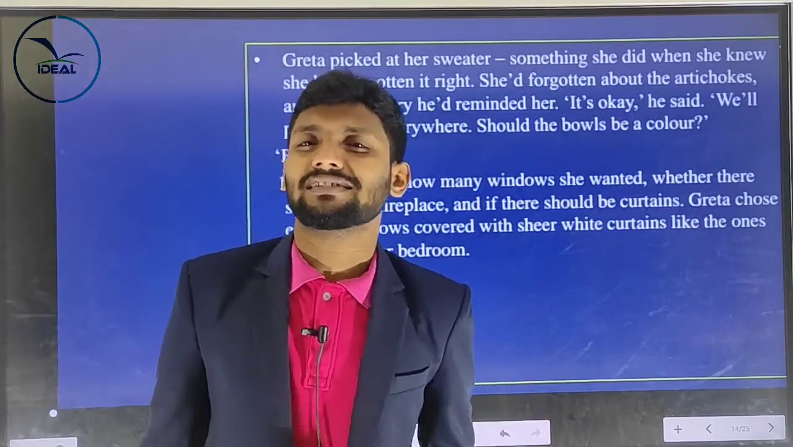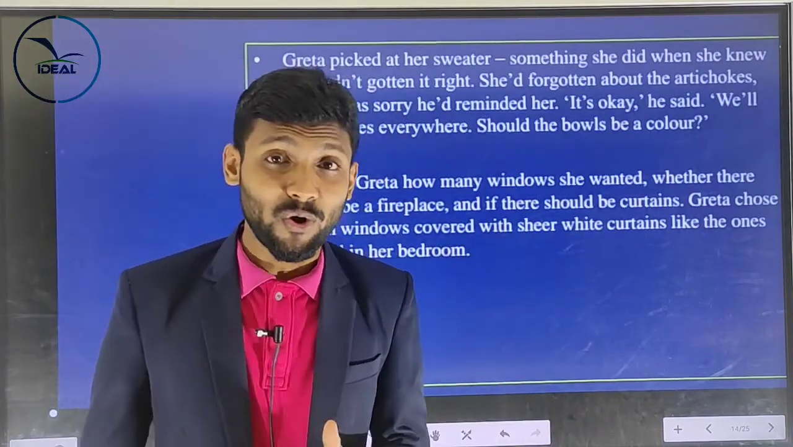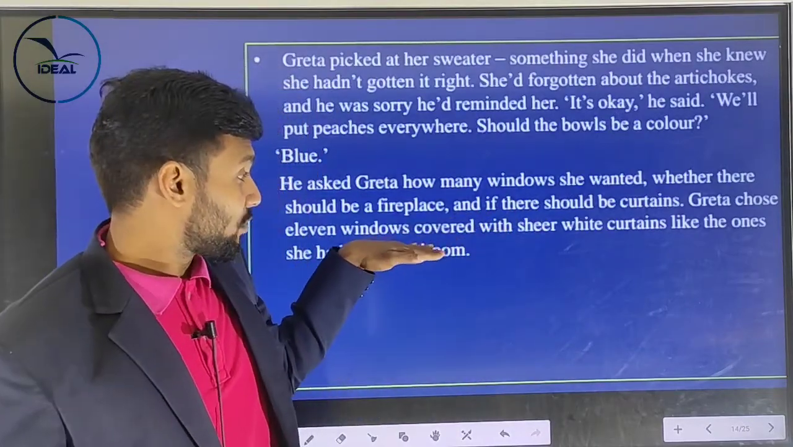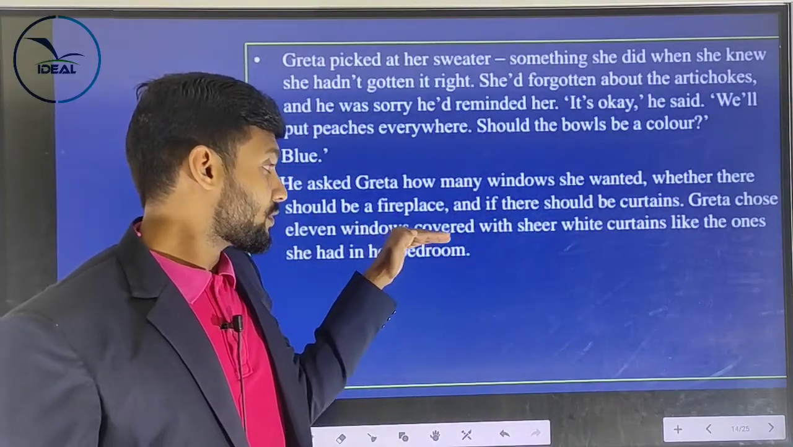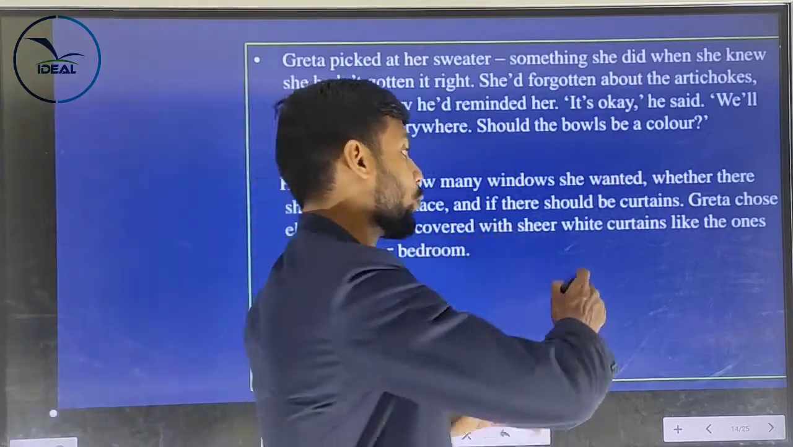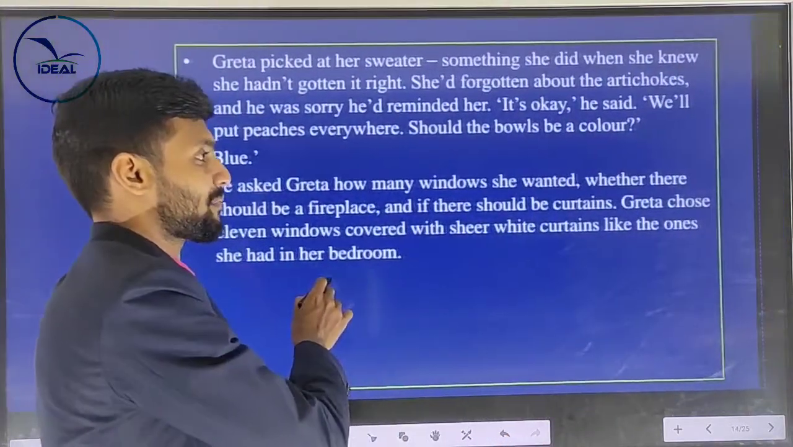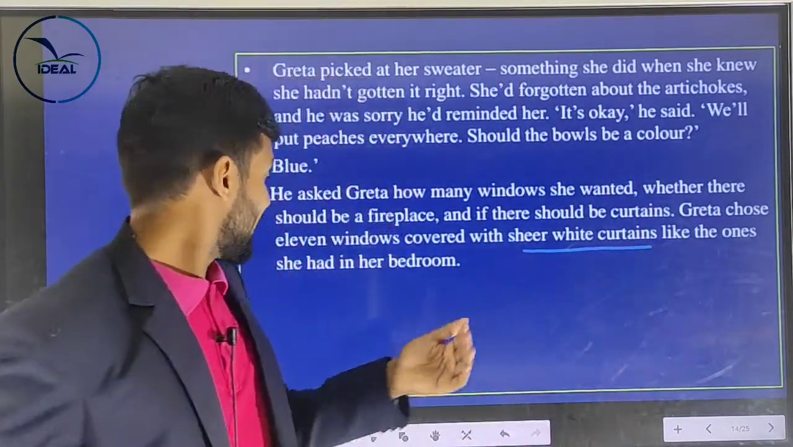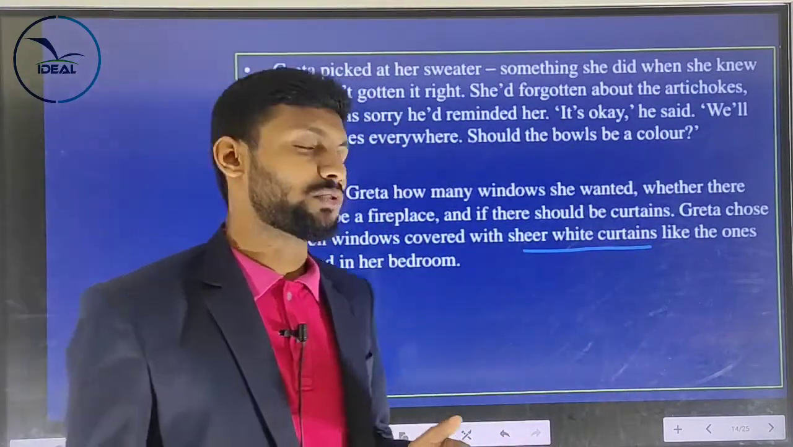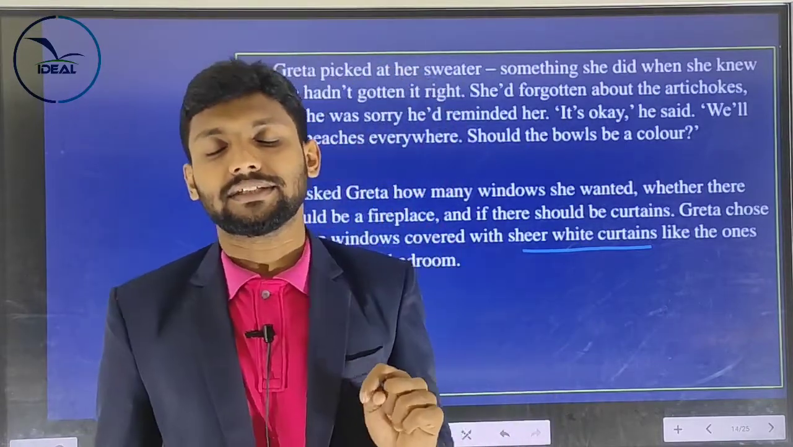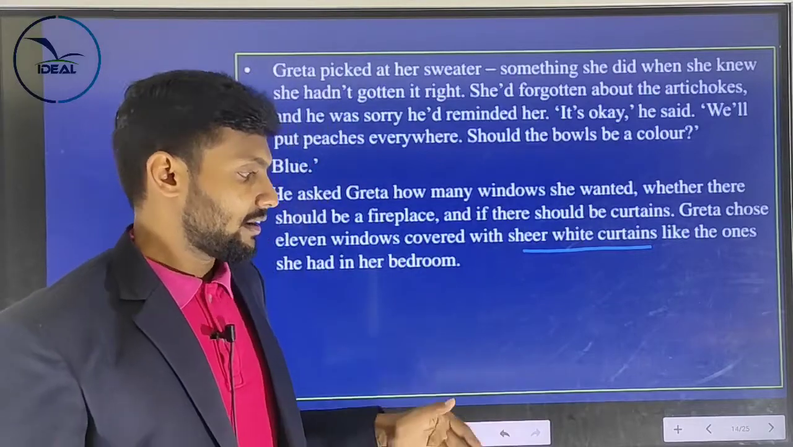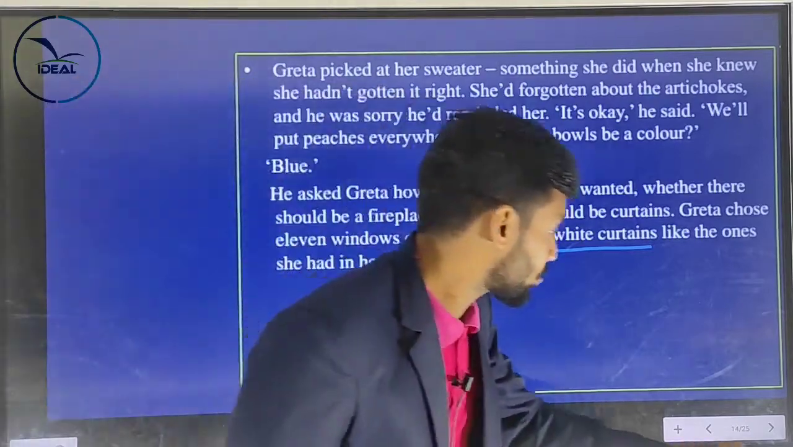So father was asking how you would like to design your home. Then she gives different answers. So after that they decorated how many? 11 windows that were covered with sheer white curtains. Okay, like the ones she had in her bedroom. Pure white curtains like she had in her bedroom. That was the arrangement of father through the internet.